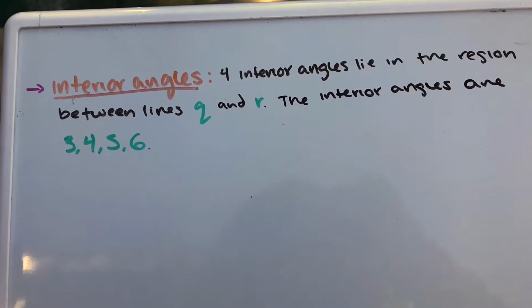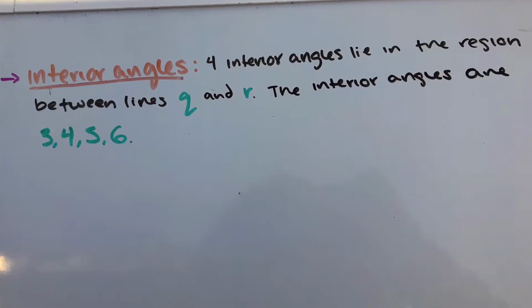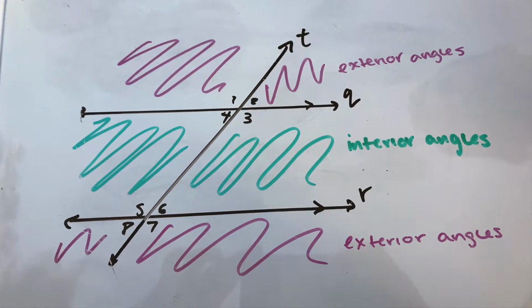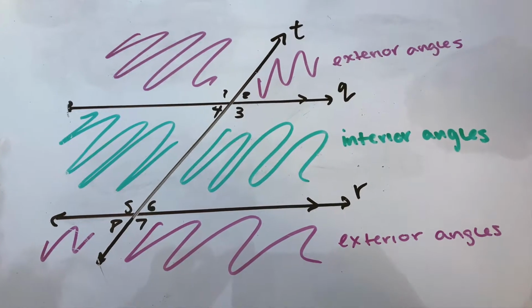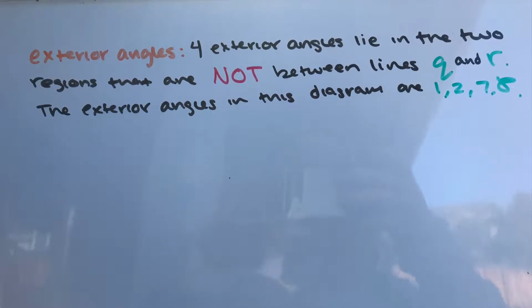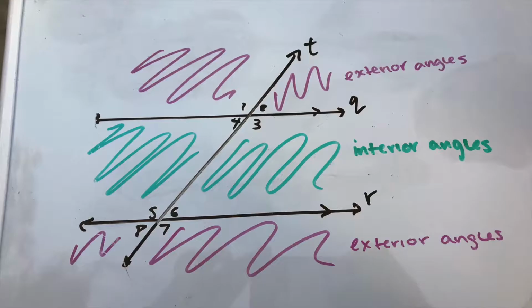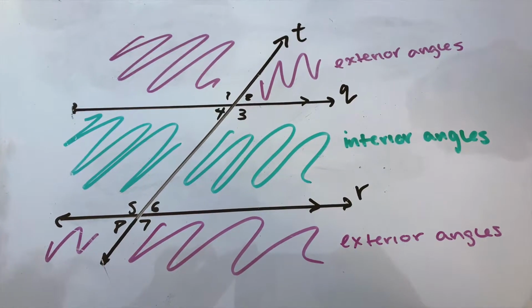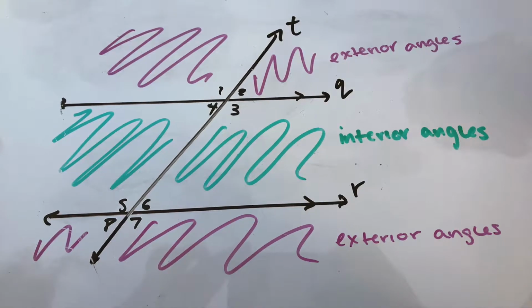Four interior angles lie in the region between lines Q and R. The angles are angles 3, 4, 5, and 6. Interior angles always lie in the middle of the two lines no matter what. Four exterior angles lie in the two regions that are not between lines Q and R. The exterior angles in this diagram are 1, 2, 7, and 8. Exterior angles are always on the outside of the two lines that are intersected by the transversal.